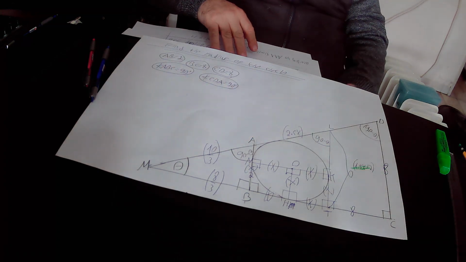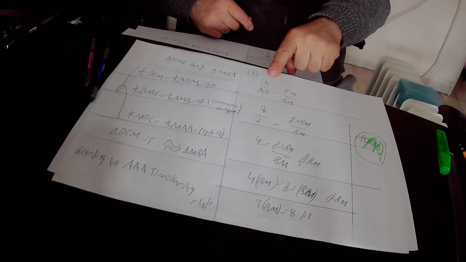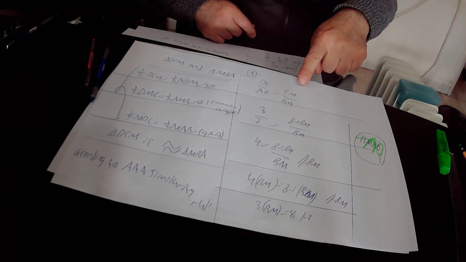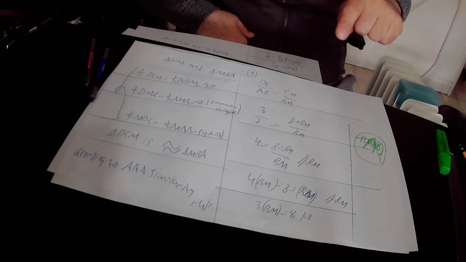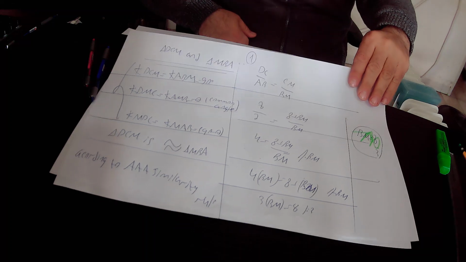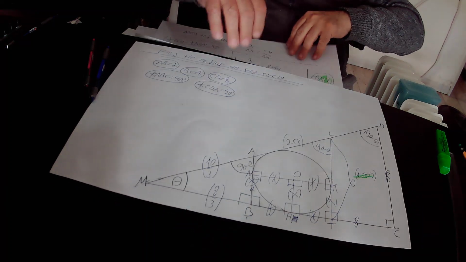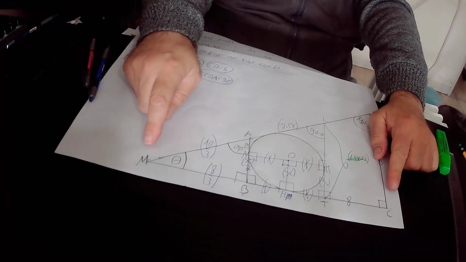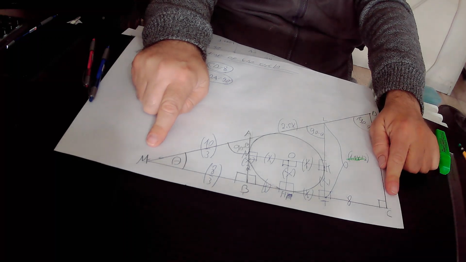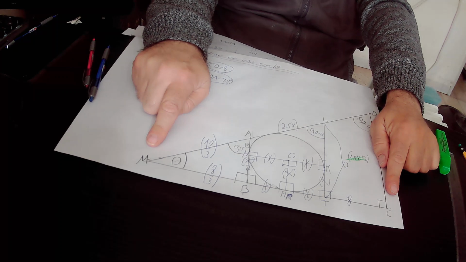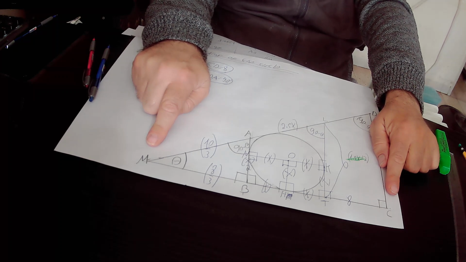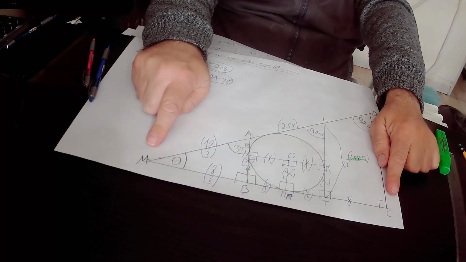I repeat, we derive that DC over AB equals CM over BM. DC is 8 and AB is 2. What is the length of CM? From the drawing it is very easy to see that CM in total equals CB plus BM. That is to say, CM equals CB, that is 8, plus BM. So in total CM equals 8 plus BM.